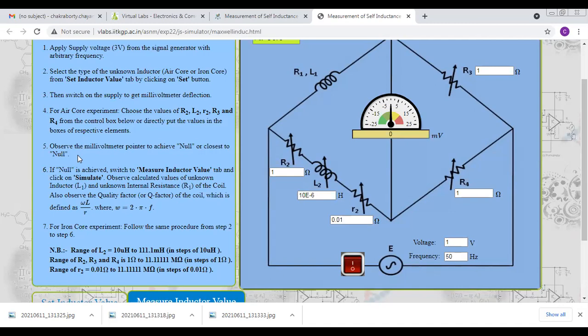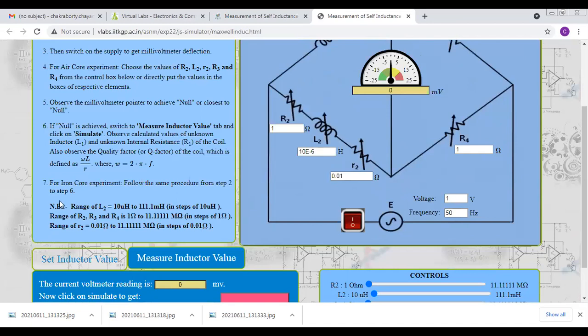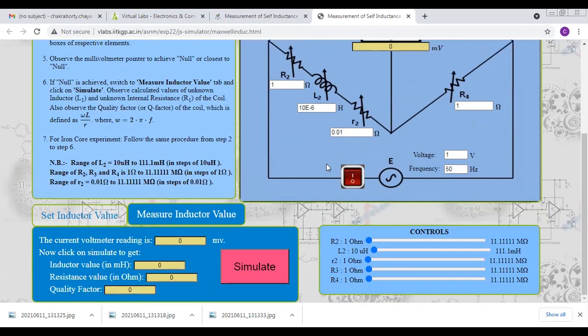Okay, and then we can define omega L by R, this is the quality factor, where omega is 2 pi f. Frequency is given here. And for the core experiment, follow the same procedure from step 2 to step 6. For the core experiment, you go for one with air core and one with the iron core. Okay, this is the procedure.